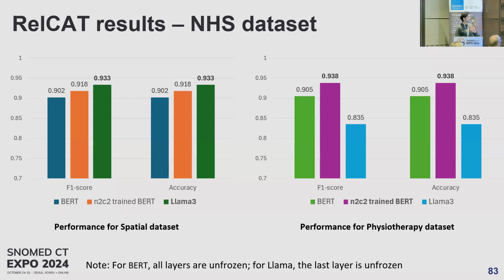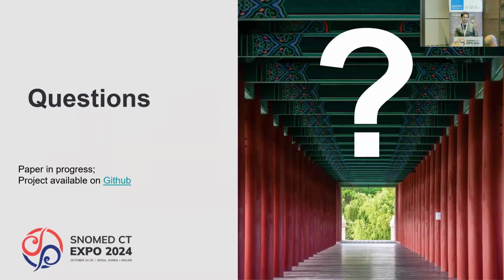So for spatial, Llama does well. Llama is outperforming other models, but it's not by a lot. It's a close shave. But for physiotherapy, you can see that the N2C2 BERT actually outperforms others, and Llama is quite behind. This just goes to prove that there is no one silver bullet. Different models will work differently on different datasets. And here, N2C2 BERT actually offers a lot of value while being quite compact. That's all. Thank you. Any questions?